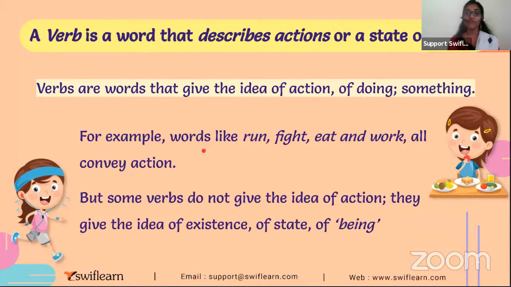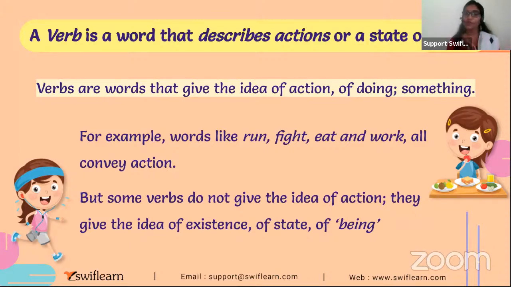For example, words like run, fight, eat, and work all convey actions. Running is an action. Even when we fight with others, that is an action. When we are eating or doing work, it's all called action. These words that describe action are called verbs. I hope that is clear. It's very simple. A verb is nothing but an action.